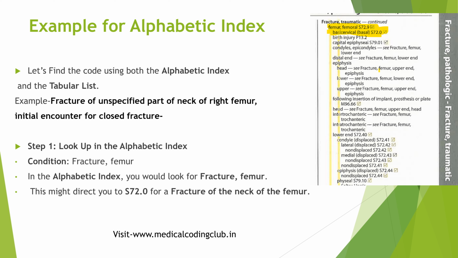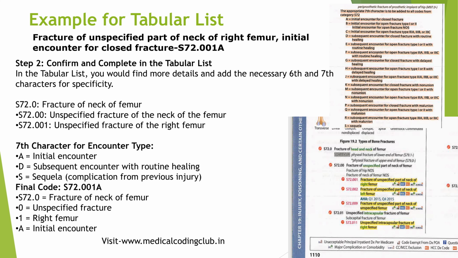To verify from the tabular list, I should know which chapter this S series code belongs to. Coming to the tabular list, as I said, the S series belongs to the injury and poisoning chapter. So I will go to that particular chapter and confirm the code and complete it in the tabular list. From the alphabetic index, I was aware that S72.0 will give the correct diagnosis, but I need an additional character to complete the code.